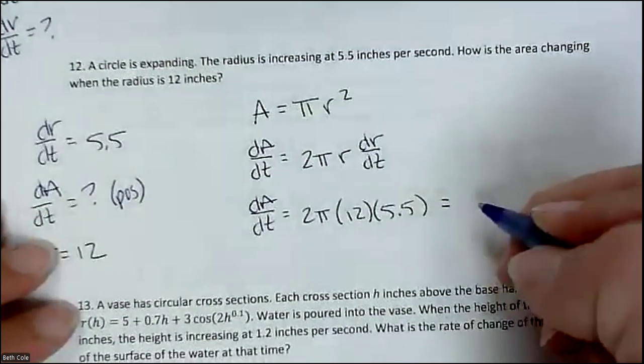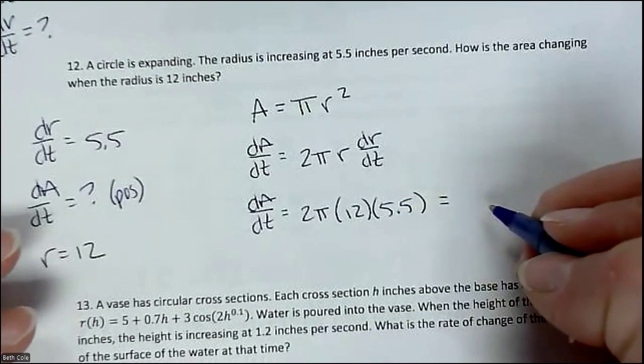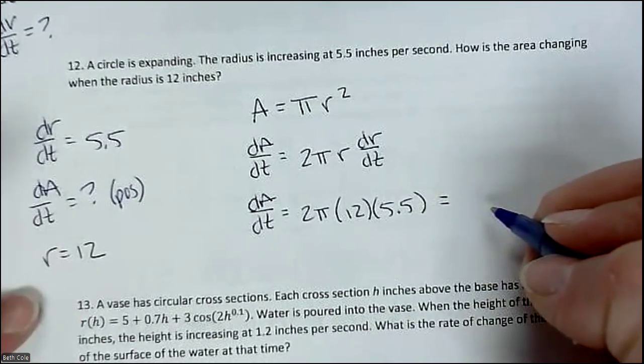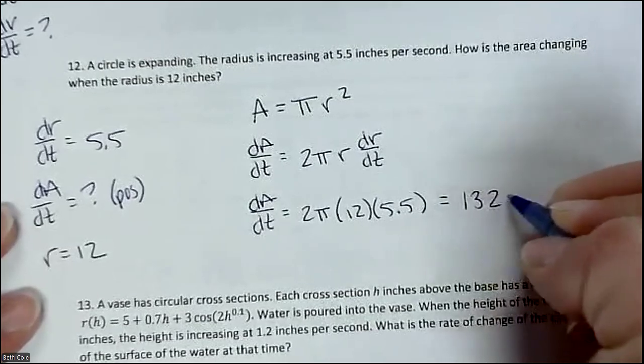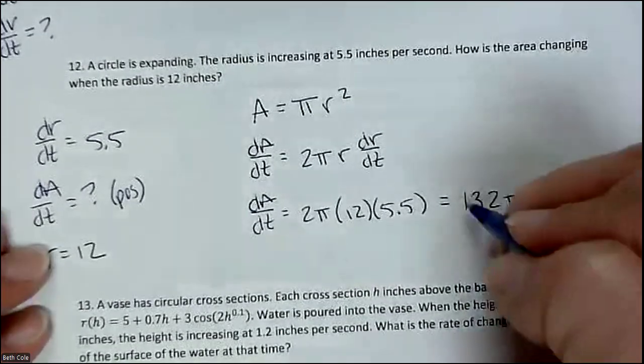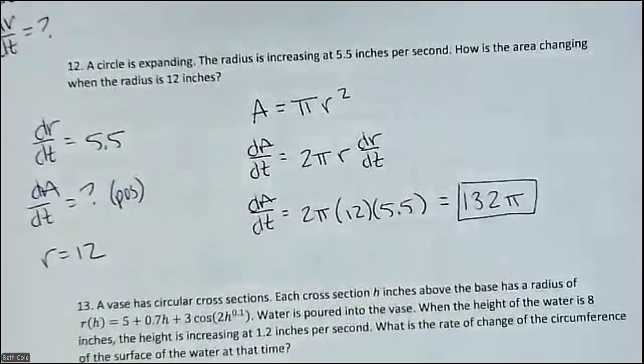And let me know what you get. $132. I was working it in my head. Yeah, that's what I got. Okay, 132 pi.